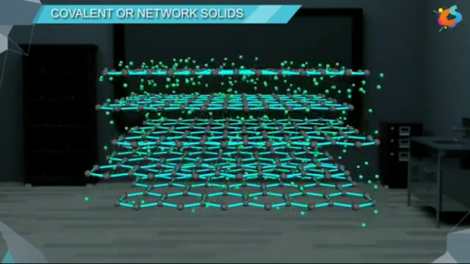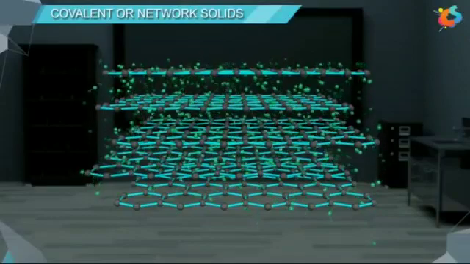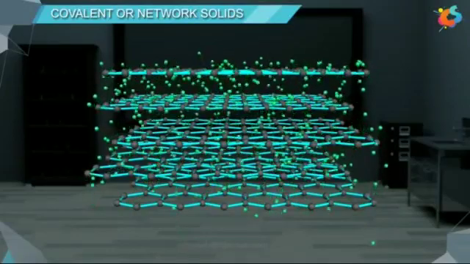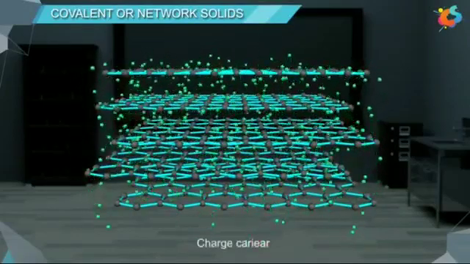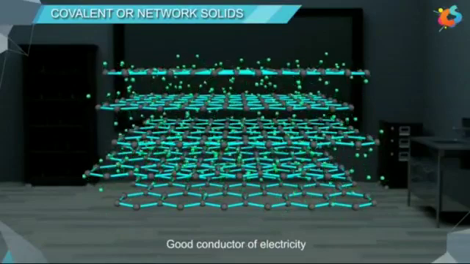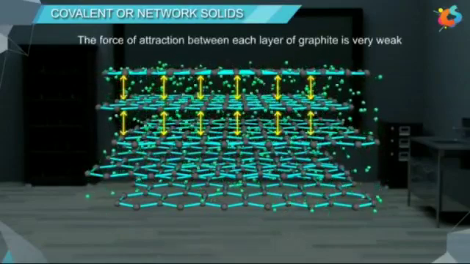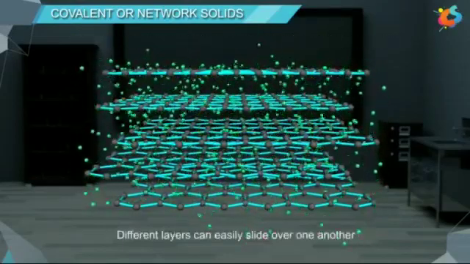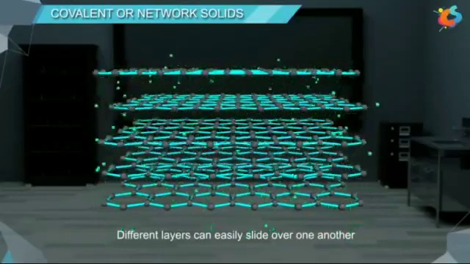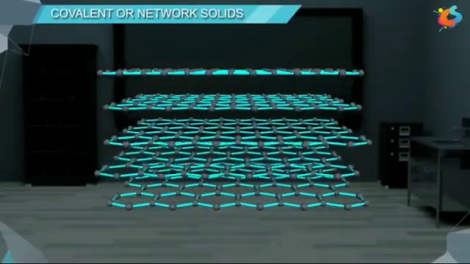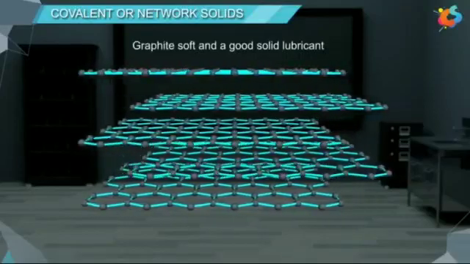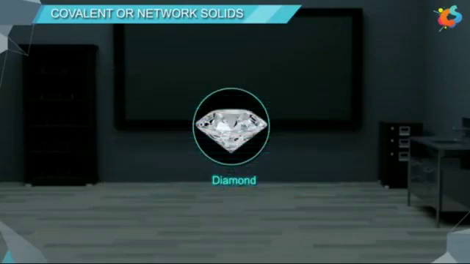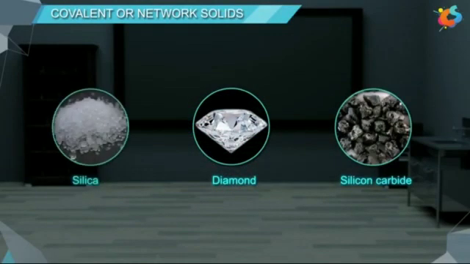This fourth valence electron is free to move within the structure. When potential difference is applied, these free electrons act as charge carriers and make graphite a good conductor of electricity. The force of attraction between each layer of graphite is very weak. Due to this, different layers can easily slide over one another. This makes graphite soft and a good solid lubricant. Best examples of covalent solids are diamond, silicon carbide, silica, etc.